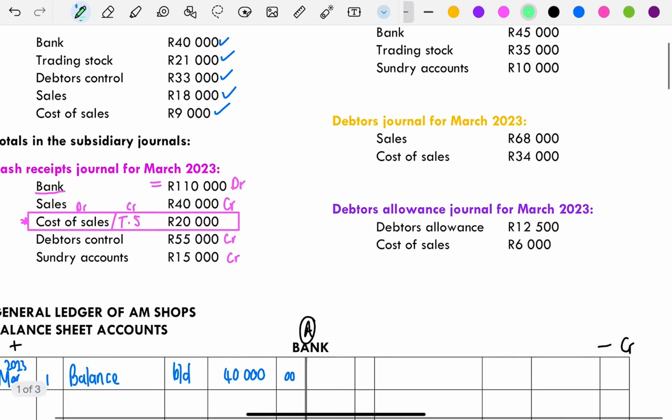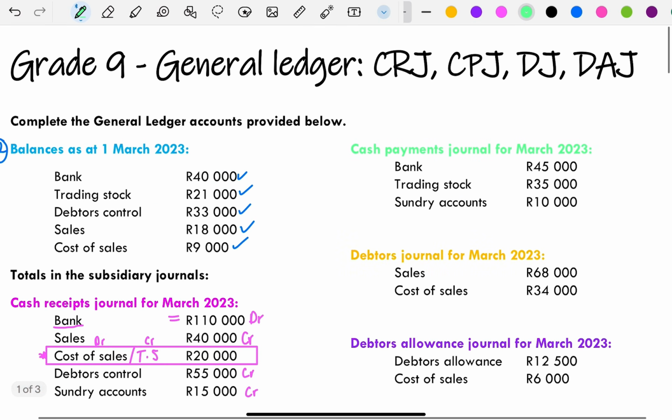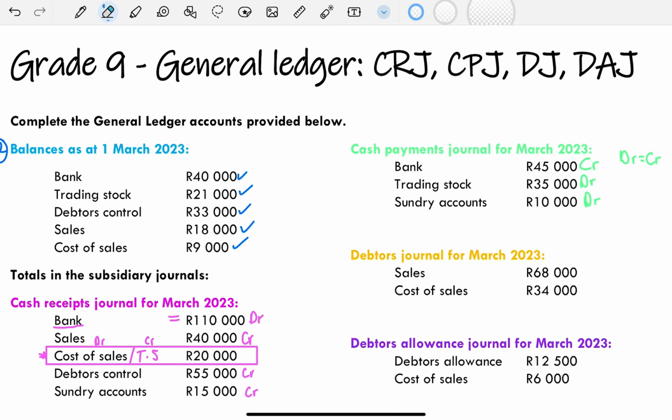So there we go. The next journal is the CPJ. So in the CPJ, we are paying, which means my bank, when I'm paying, will decrease. And therefore, every time in the CPJ, my bank will be credit, and everything else will be debit. And you can see my debits are equal to my credits. 45 is credit, and 35 plus 10 is debit. So they do agree, and it is in balance. And also what's really nice to see is in the CRJ bank is debit, in the CPJ bank is credit. So it's really opposites over there.